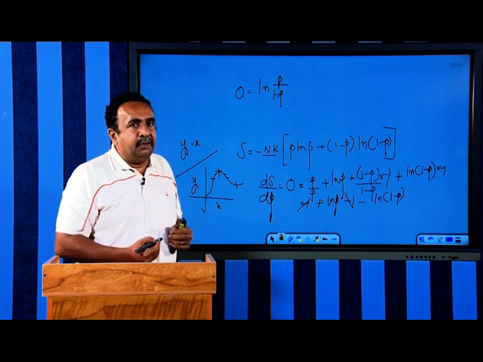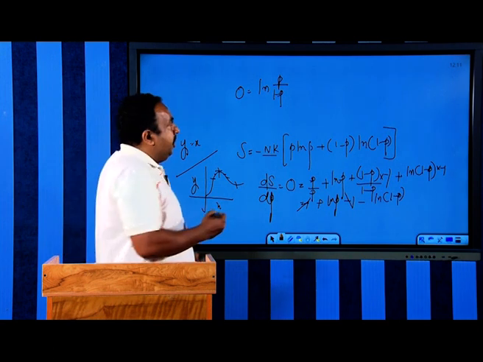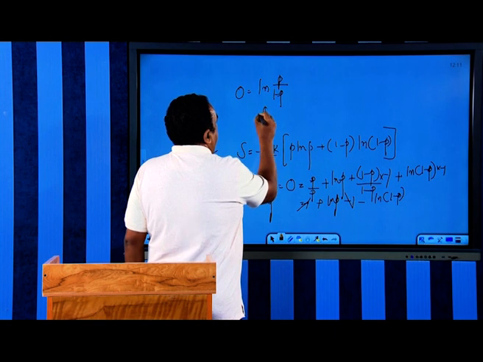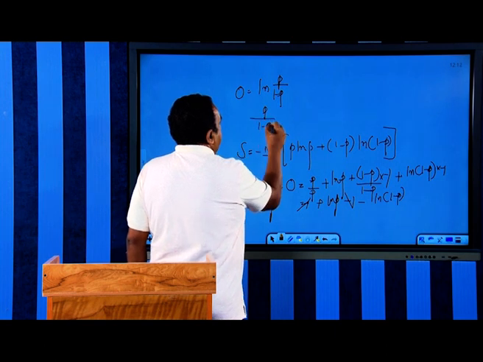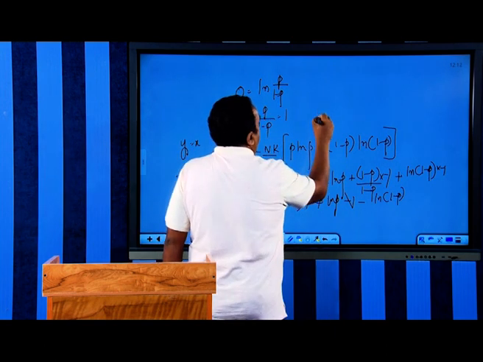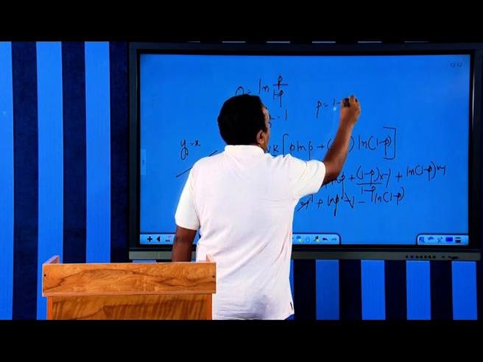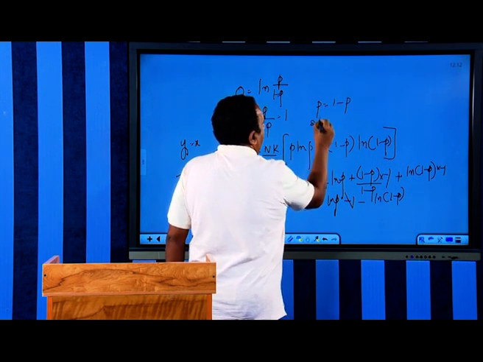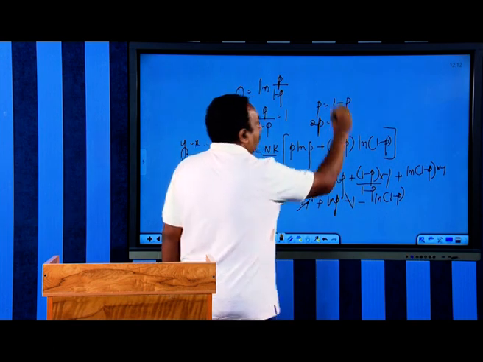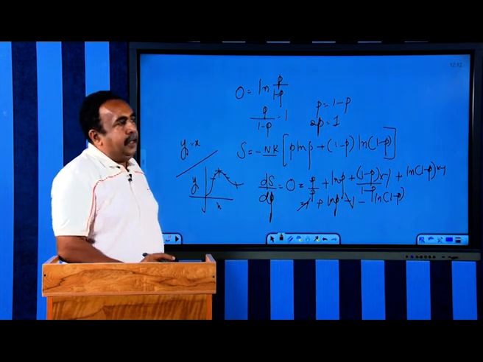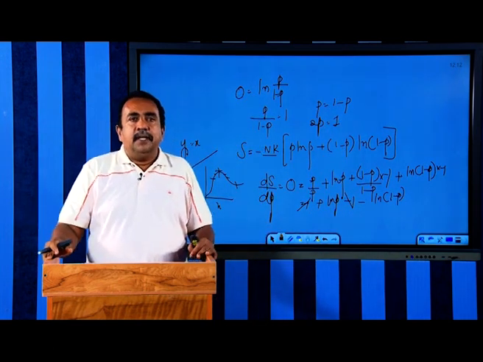From mathematics, you know that the logarithm of 1 is 0. Therefore P divided by (1 minus P) is equal to 1, or P is equal to 1 minus P. Therefore 2P is equal to 1, or P is equal to half. P is equal to half.